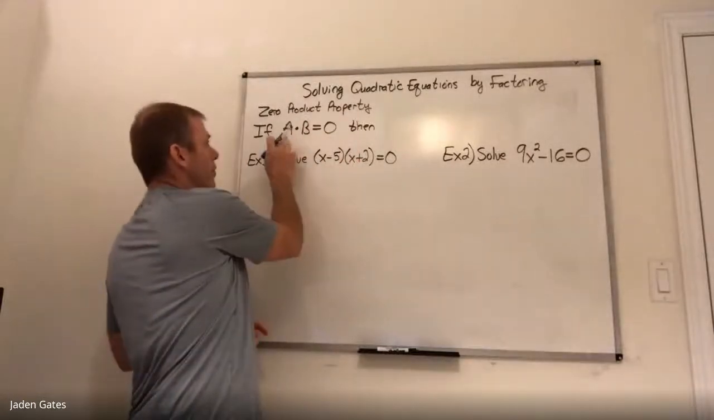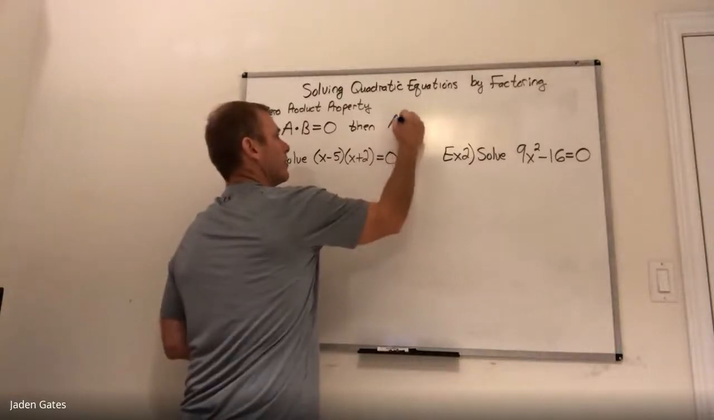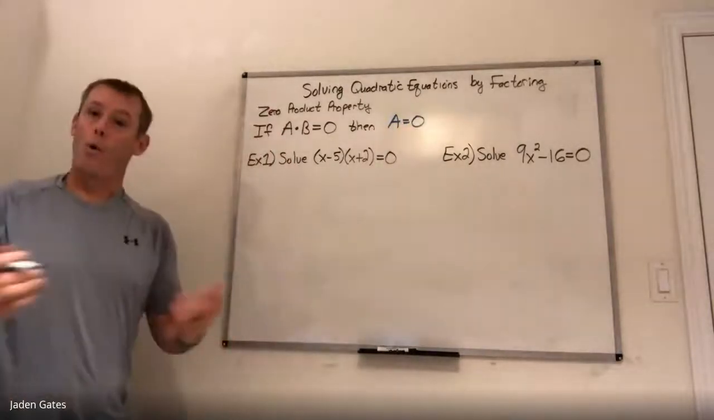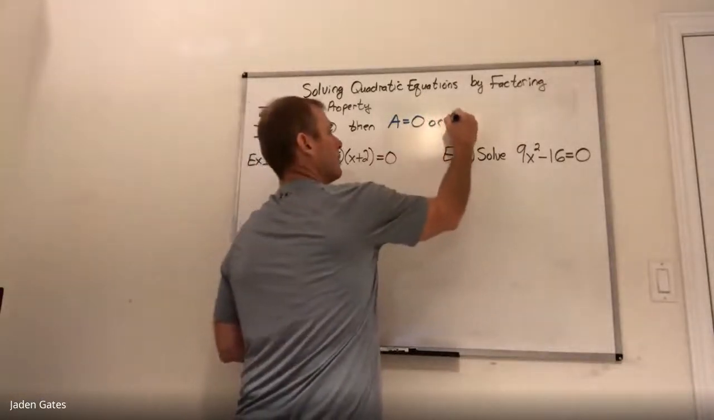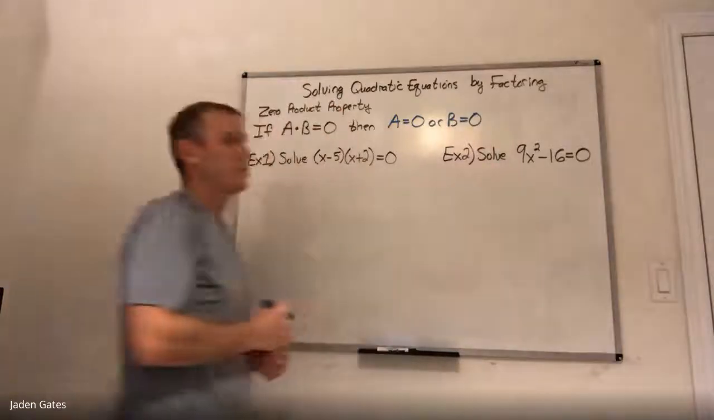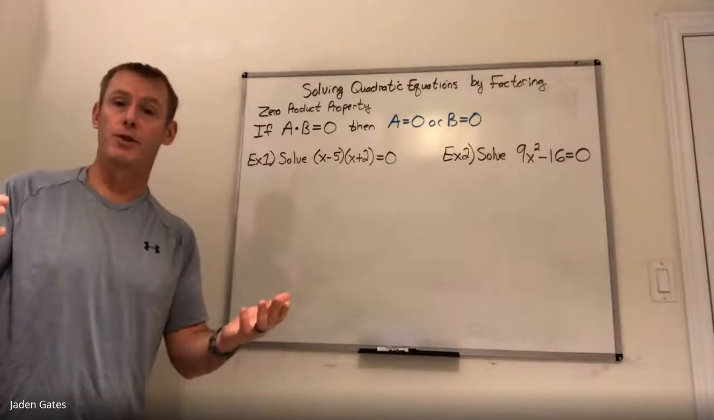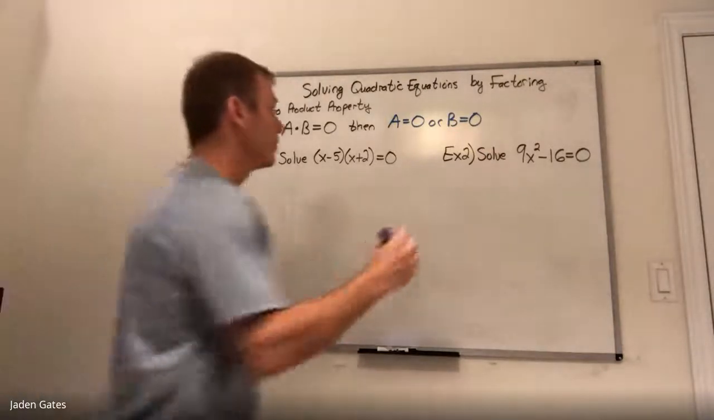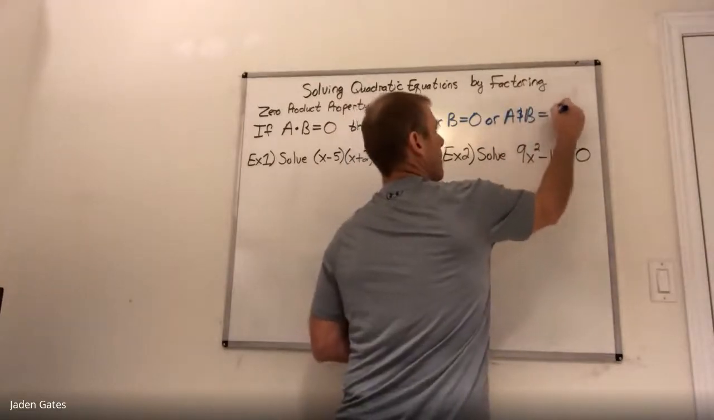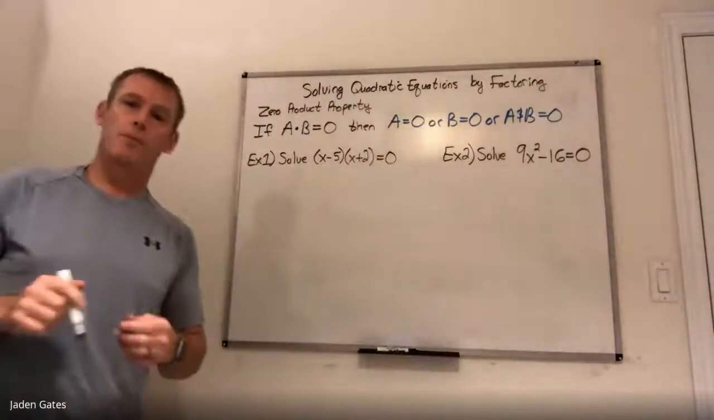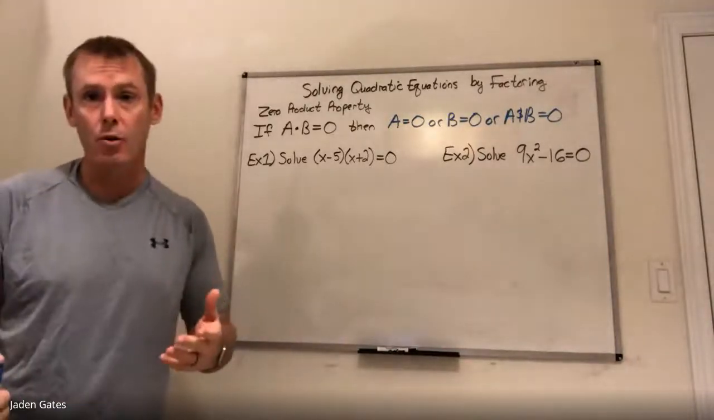Well, the first thing is, if you've got two things that are multiplied to give you zero, maybe the first thing is equal to zero. Or maybe the second thing is equal to zero. Or secret option C, maybe they're both equal to zero, because 0 times 0 would equal 0. So that's all the zero product property is saying: if you multiply two things and get 0, one of them is 0, or both are 0.